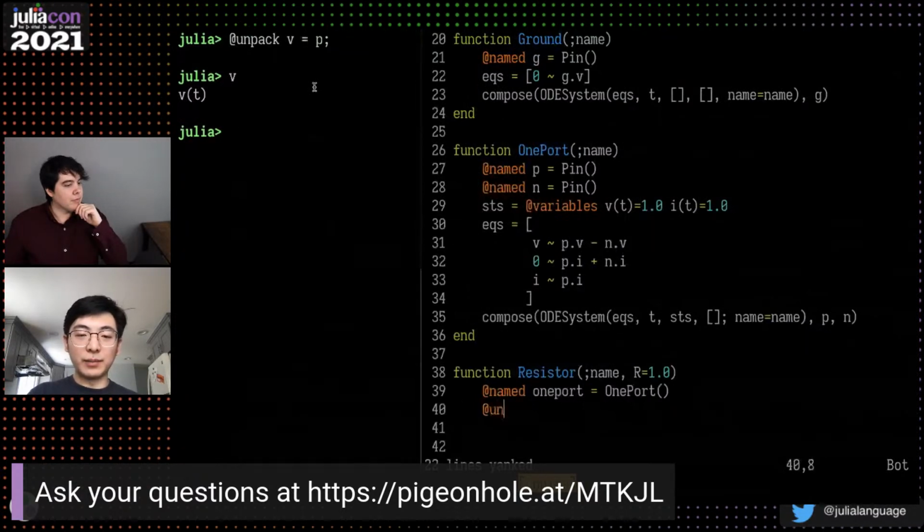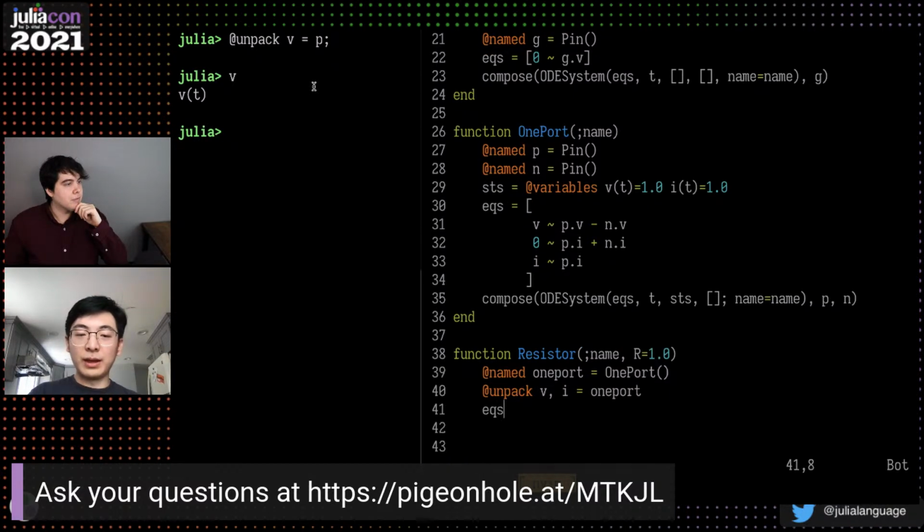So in here, because we want to share all the states and equations, we don't want to use namespacing, right? So we just do unpack. We want to unpack voltage and currents from this one port. And then the only equation that we need to add. So in here, we specified all the boundary conditions, right? Now we only need to specify the interior equation of the resistor, which is V equals current multiplied by the resistance, right? That's Ohm's law.